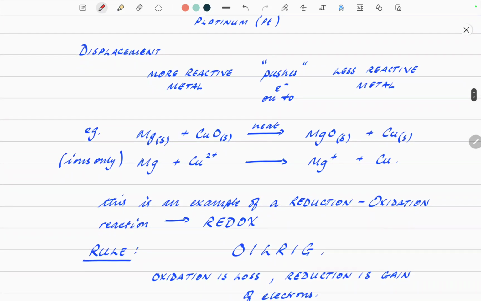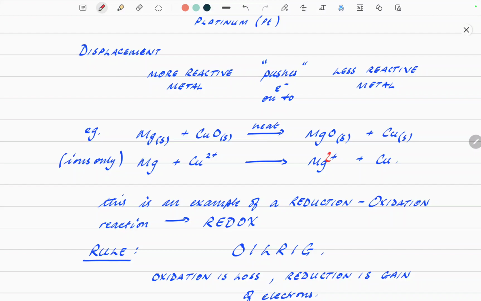As an illustration, if you put magnesium powder, solid, with copper oxide, solid, also powder, and heat the mixture, then you'll end up with magnesium oxide and copper solid, i.e. pure copper metal. So what's happening is that the magnesium wants to give its electrons away more than the copper, so copper is forced to take the electrons and become copper metal, whereas the magnesium, and I've just spotted a mistake there, is a 2 plus.